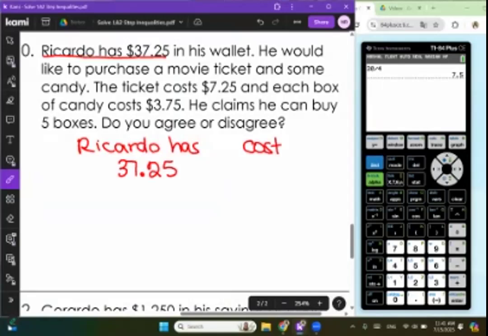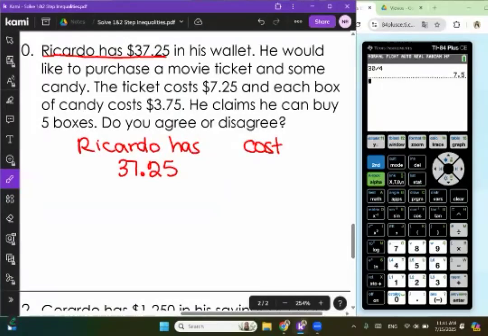Now, to set up the equation, it says that the ticket costs $7.25. One ticket, 7.25. Now, if you remember anything about writing equations from last year, you know that each is our way of knowing where to put the x. So each box of candy costs 3.75. So 3.75, attach the x, because you don't know how many boxes of candy he's going to get. He claims he can buy 5 boxes. Do you agree or disagree?